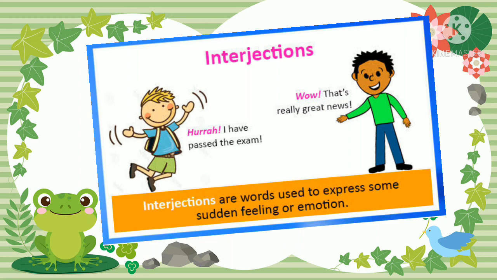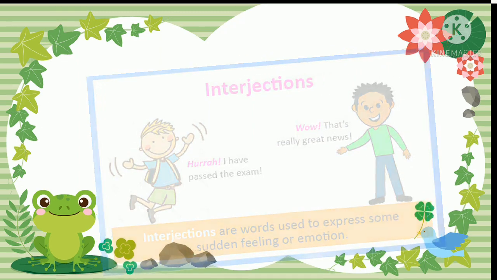And what is another sentence? Wow, that's really great news. So you're astonished there, you're taken aback. So, wow, that's really great news. So, what are interjections, children? Interjections are words used to express some sudden feeling or emotion. That's right. These interjections are words that help us to express some sudden feeling or emotions.